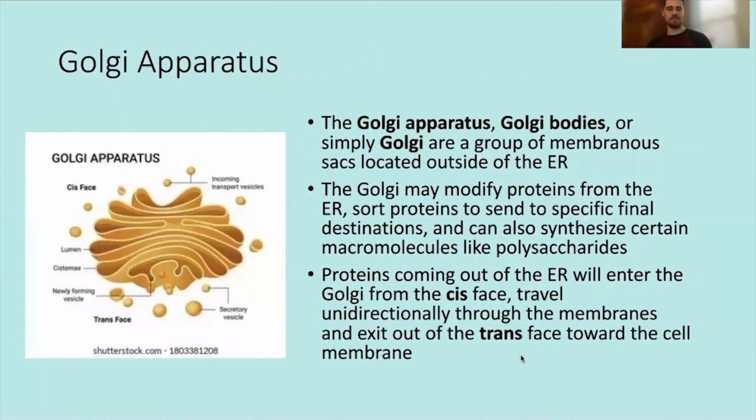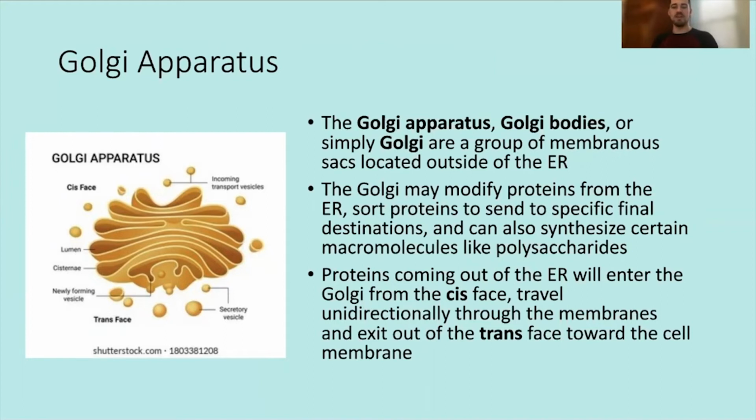Then we have the Golgi apparatus, also known as the Golgi bodies, or most simply just the Golgi. Those are a group of membranous sacs located outside of the endoplasmic reticulum. Sometimes people liken them to a stack of pancakes. It's just sort of like a smashed stack of folded membranes. So the Golgi may modify proteins from the ER. They may sort proteins to send to specific final destinations, and they can also synthesize certain macromolecules like polysaccharides.